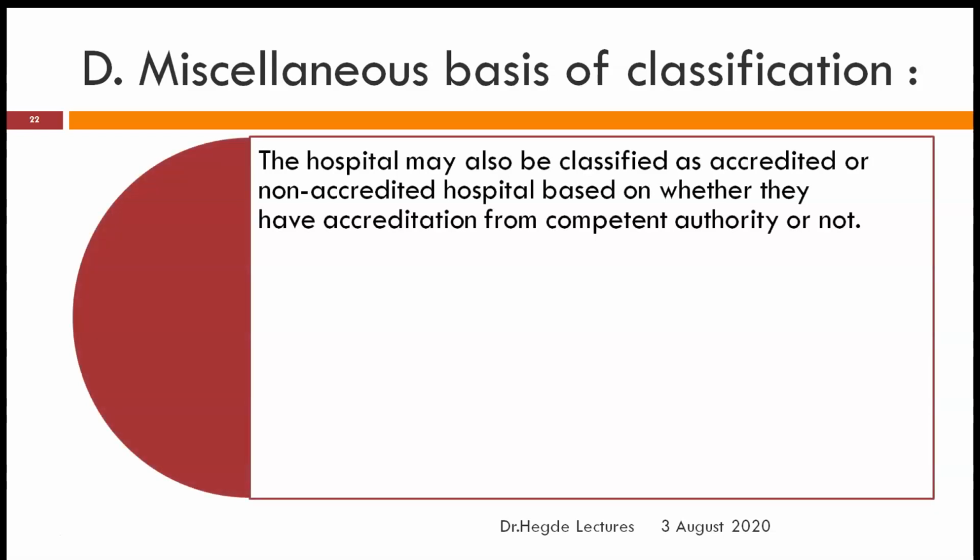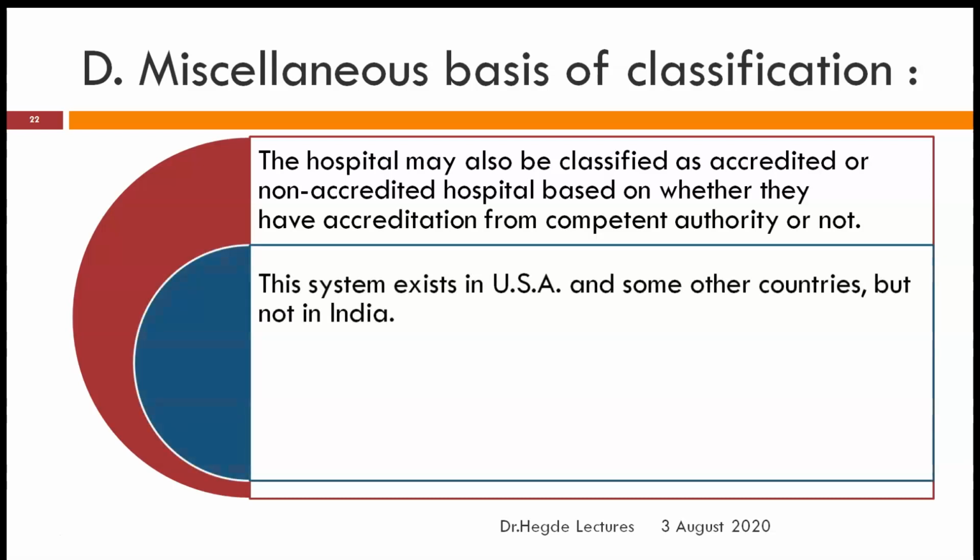Lastly, the miscellaneous basis of classification. Hospitals may also be classified as accredited or non-accredited hospitals based on whether they have accreditation from a competent authority or not. This system exists in the USA and some developed countries, but it is not practiced in India.